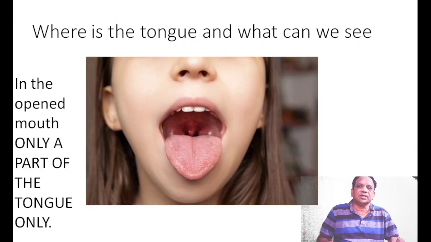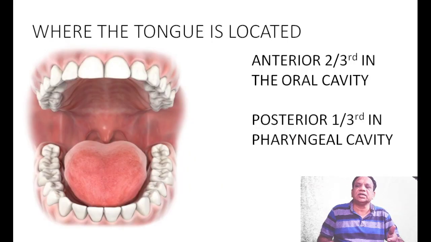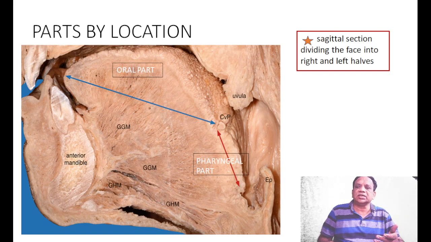So where is the tongue? If we open the mouth we will see only a part of the tongue because the other part of the tongue is present in the throat, what we call the pharyngeal cavity. Based on this location, the anterior 2/3 of the tongue is in the oral cavity, while the posterior 1/3 is in the pharyngeal cavity. If we cut the face into two equal halves, right and left, that is called a sagittal section, and we see the tongue in this fashion. You can see the anterior 2/3 of the tongue is in the oral cavity, and the posterior 1/3 is in the pharyngeal cavity.